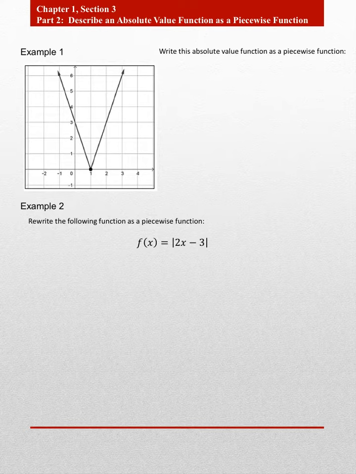This is Chapter 1, Section 3, Part 2, and in this video we're going to talk about how to describe an absolute value function as a piecewise function, because it actually has two pieces that make up that V. So we can break that up into those pieces and equally describe it just as if we would with an absolute value function.